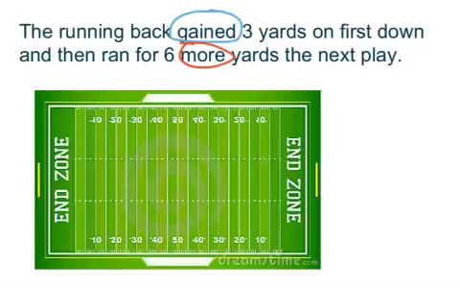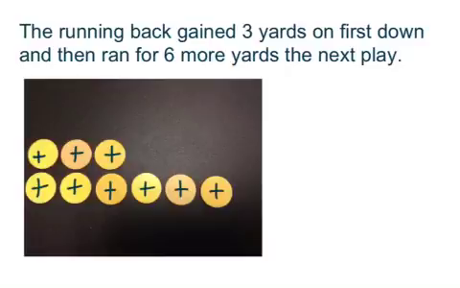So let's take a look at what that would look like. So here's our model. We first represent the 3 yards that were gained by the running back on the first down, and then 6 more that he gained on the next play. And if we were to write the math expression for that, it's real simple. It's 3 plus 6.